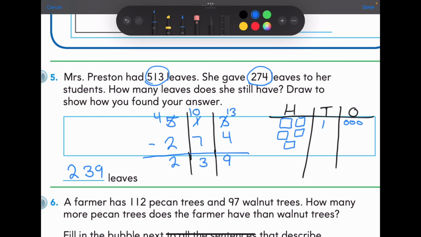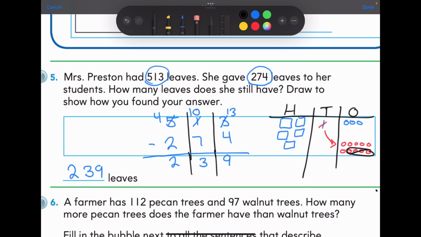So I cannot take 4 leaves. We're looking at the ones place, and I can't take 4 out of that. So what I would have to do is go over to the 10 and take from him. And I get 10 ones when I do that. So now I would subtract 4 out of this. So in the ones place right now, I'm done.